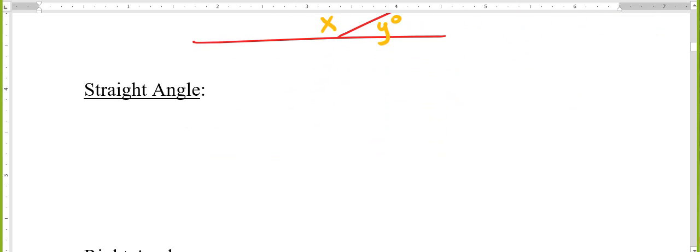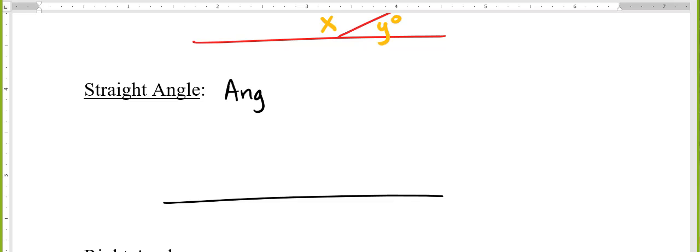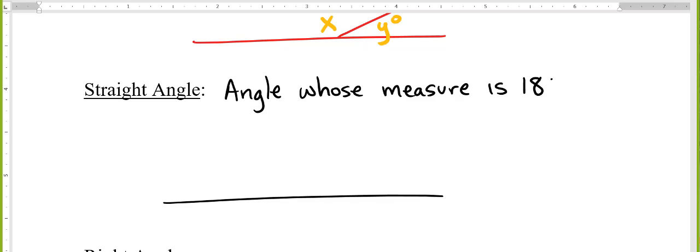Okay, for a straight angle, we already drew it, right? What's a straight angle look like? It's a line, a straight line. It's an angle whose measure is 180 degrees. So if this is my vertex, the measure of this angle is 180 degrees.